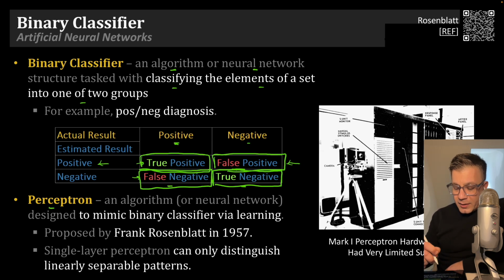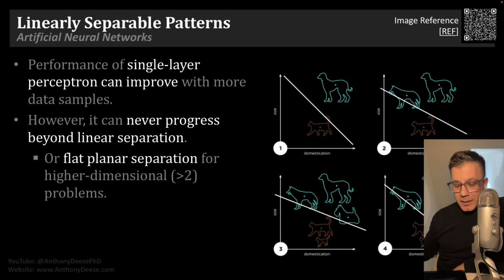What's a perceptron? A perceptron is an algorithm or neural network designed to mimic the binary classifier behavior via learning, and it was first proposed by Frank Rosenblatt in 1957. What he saw was that a single layer perceptron can only distinguish between what we call linearly separable patterns. And over here, I have a picture of the Mark I perceptron hardware from 1960 that was built, but unfortunately had pretty limited success. So let's take a look at linearly separable patterns.